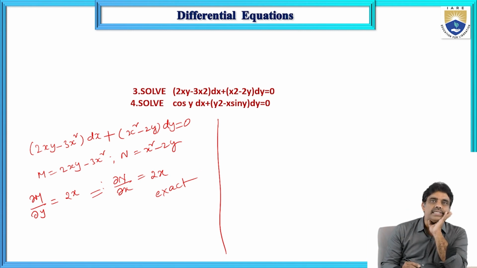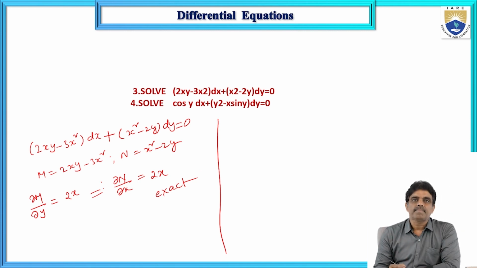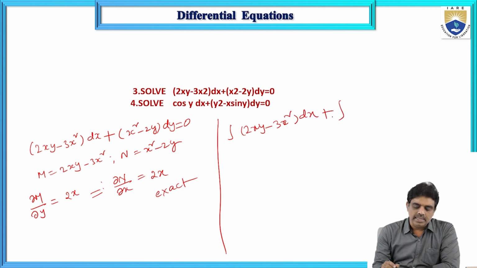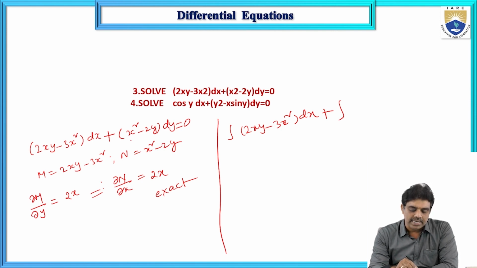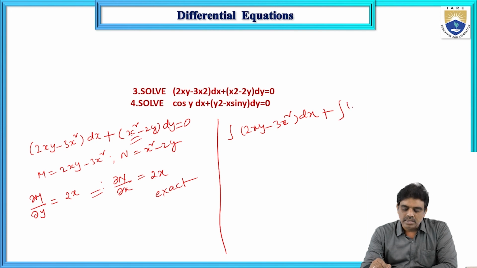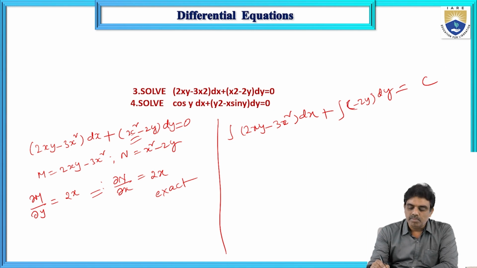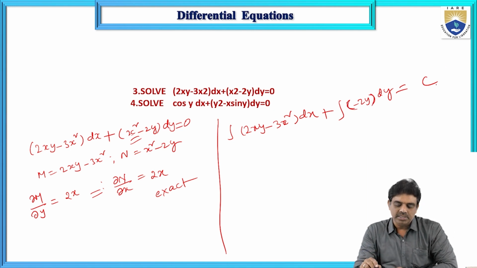If the given equation is exact, then what is the solution? Integral of M dx, that means integral of (2xy minus 3x square) dx, plus integral of the terms of N not containing x. This I have to omit. The remaining term, minus 2y dy, has to be present, in the bracket, is equal to c.